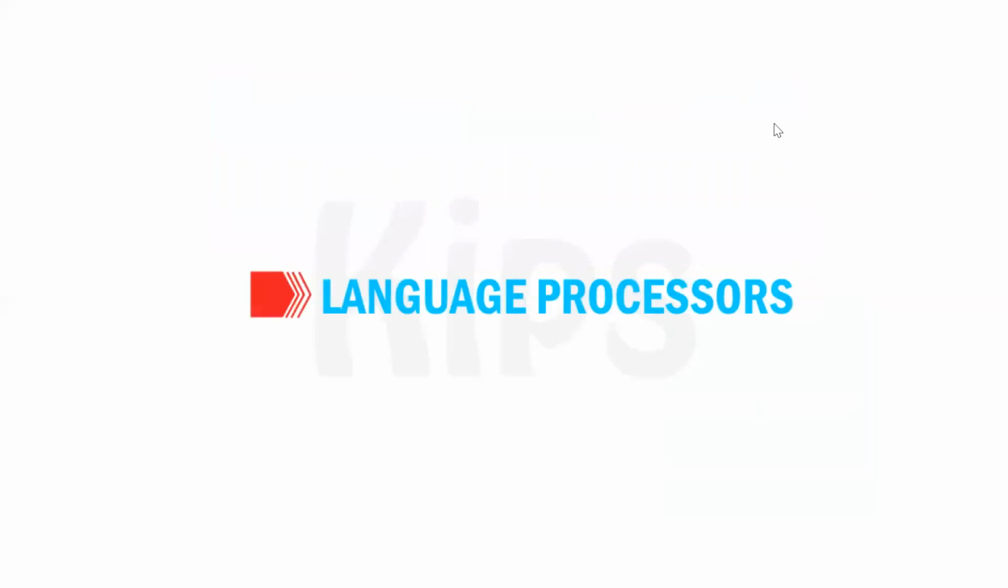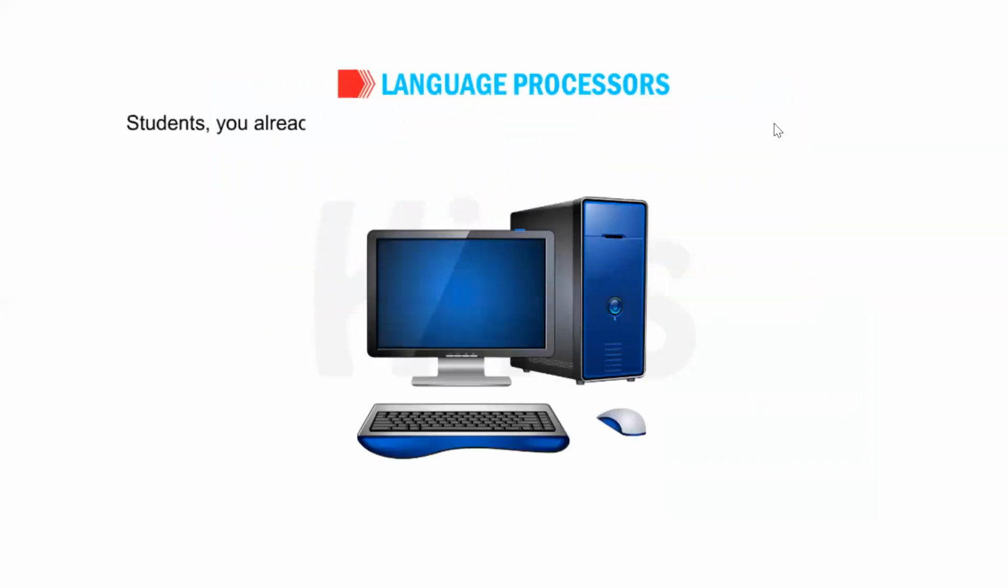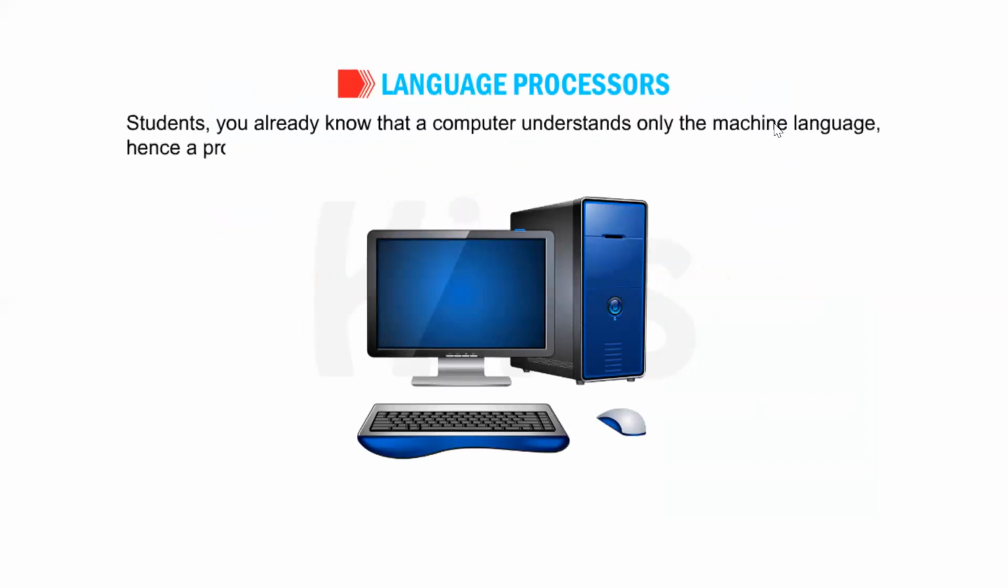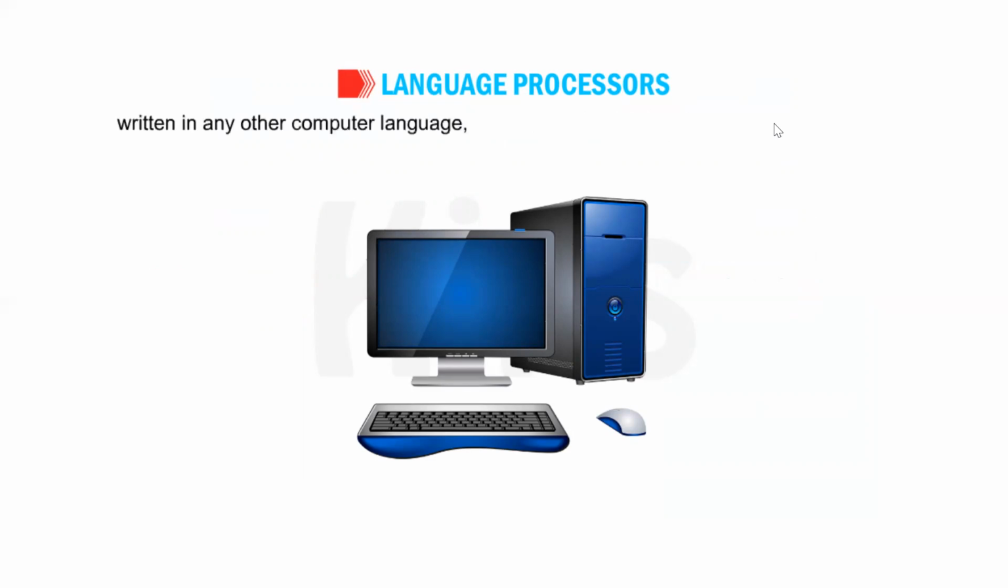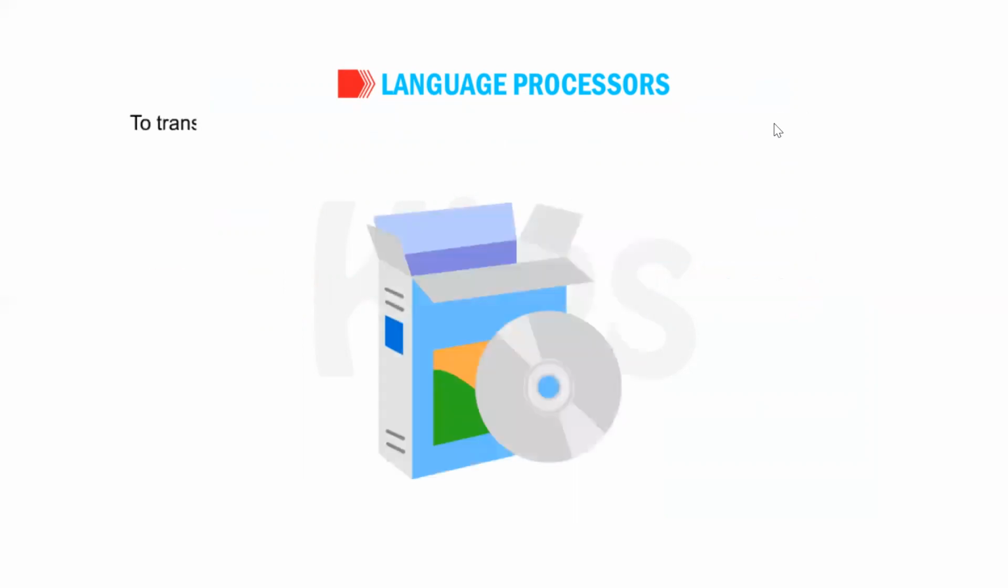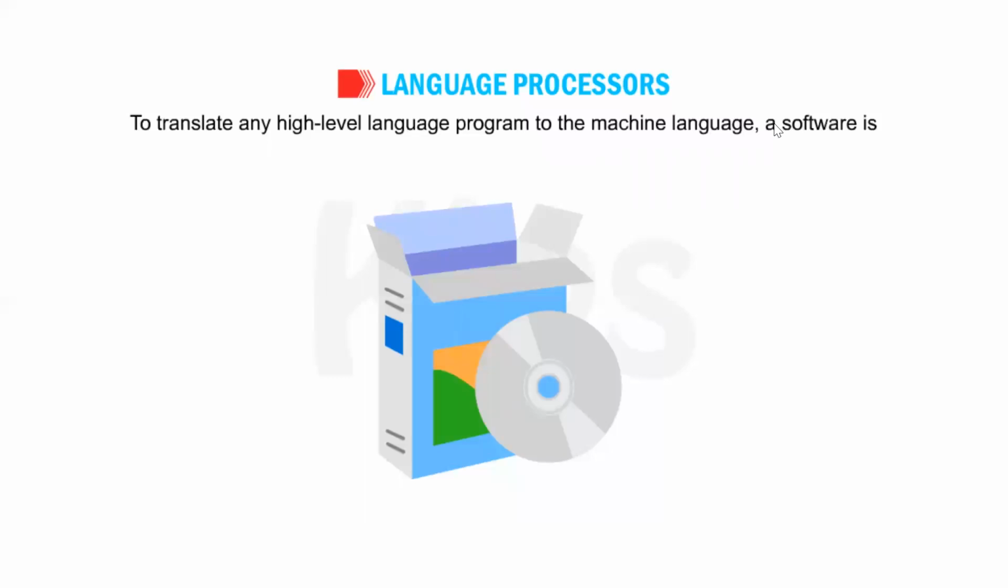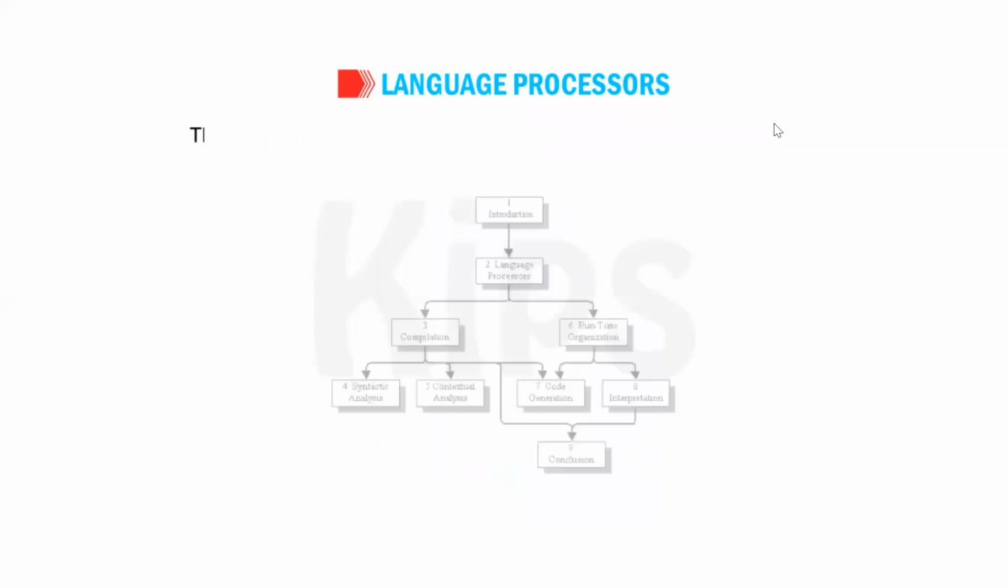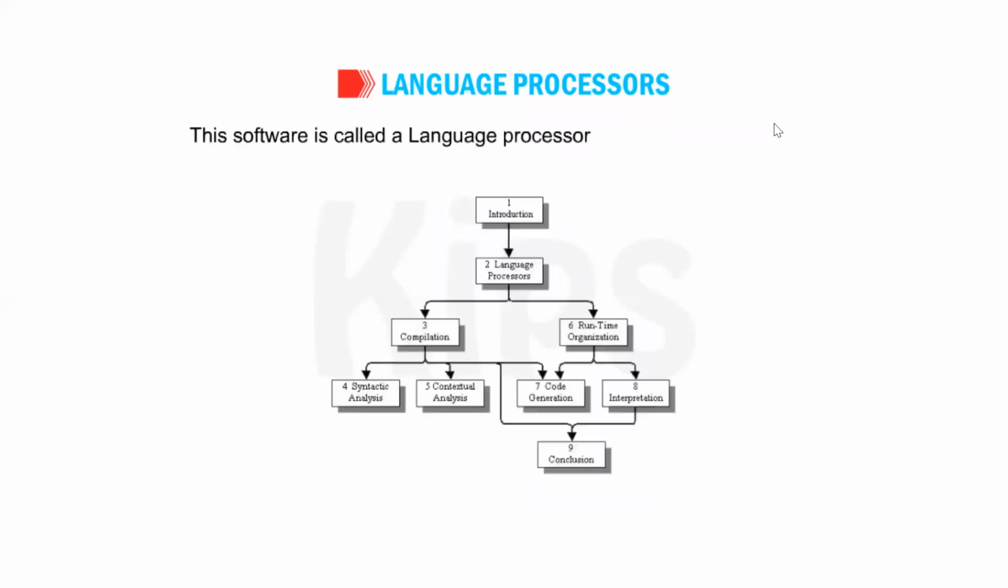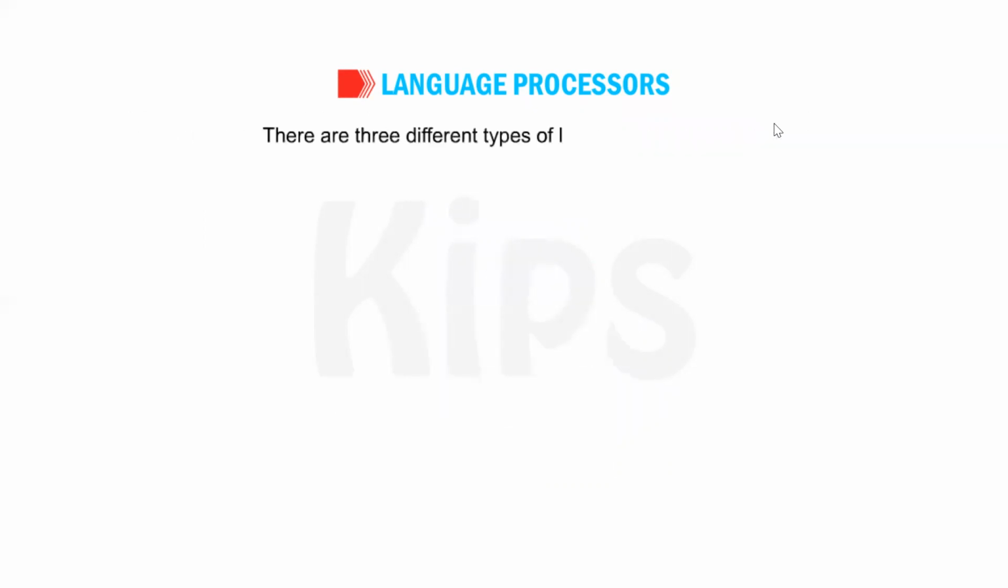Alright students, let us understand about language processors. Students, you already know that a computer understands only the machine language. Hence, a program written in any other computer language has to be converted into the machine language first. To translate any high-level language program to the machine language, a software is required. This software is called a language processor or a language translator. There are three different types of language translators.